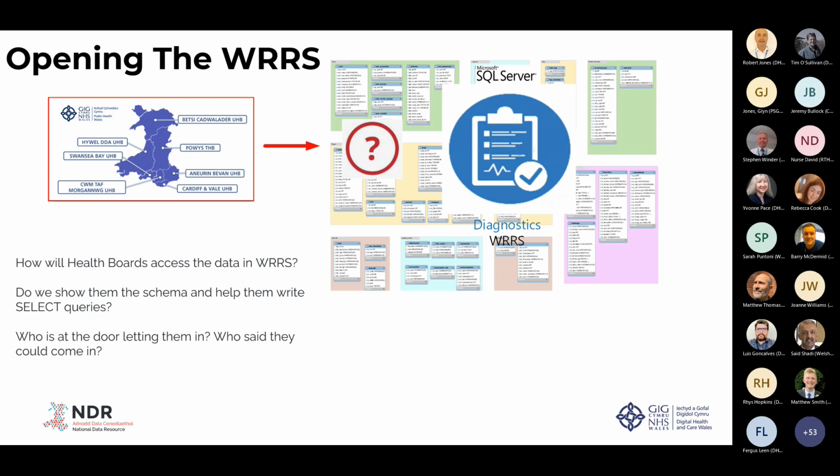So let's think about WRS now. We've said that WRS is a SQL database. So if I was to give a health board access to that WRS server, how could I do that? So if it's a SQL server, I've asked some simple questions here. Would I share the schema of that SQL server with health boards and help them write select queries against the data in that database?